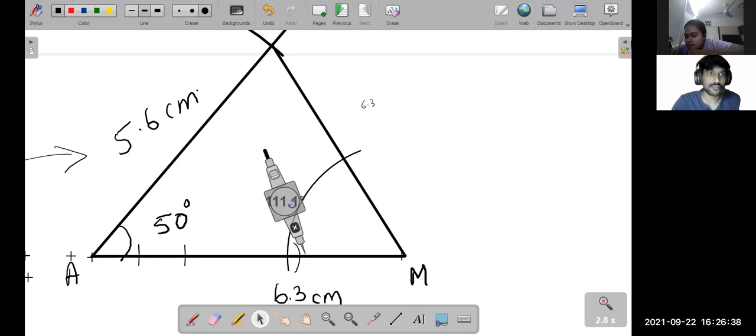It should not reach the base again. No, it should not. And do it sufficiently big enough. Not too big, medium size big. Okay.